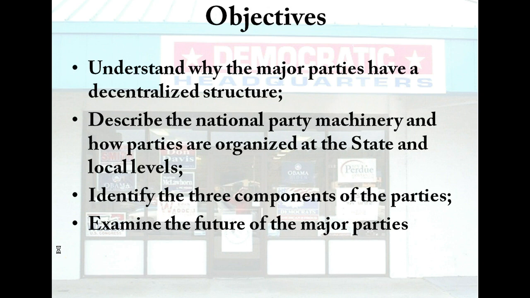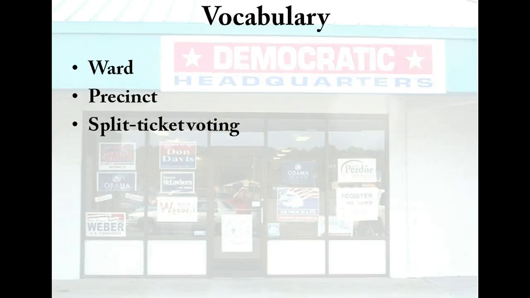Our objectives here today are to understand why the major parties have a decentralized structure. We're going to describe the national party machinery and how parties are organized at the state and local levels. We're going to identify the three components of the parties and examine the future of the major parties. Here's some political vocabulary that you need to know: ward, precinct, and split ticket voting.